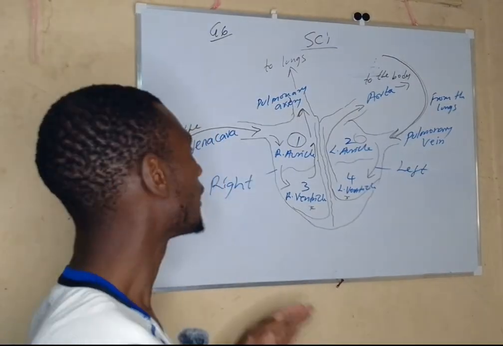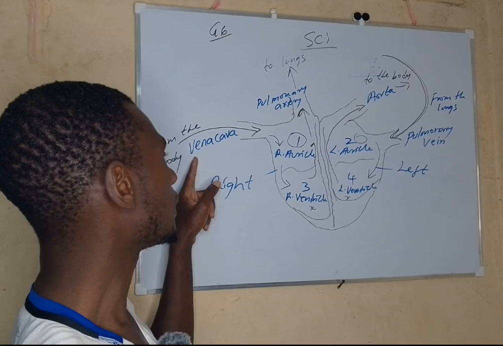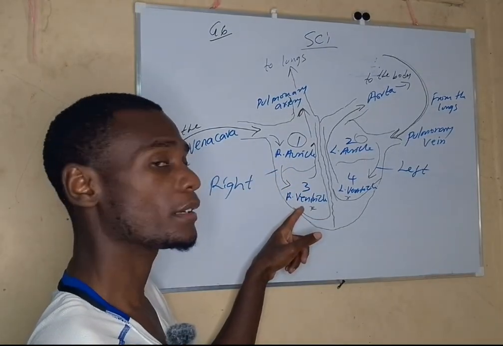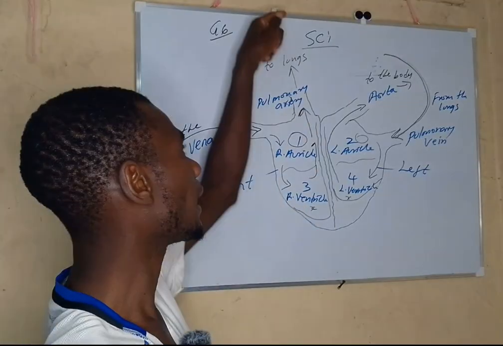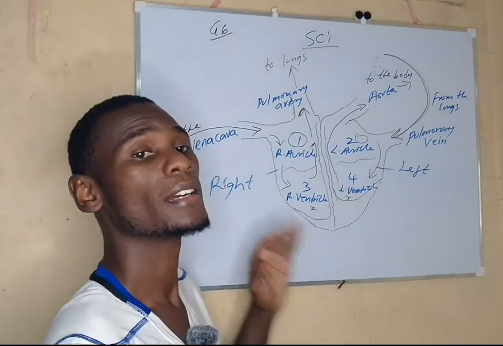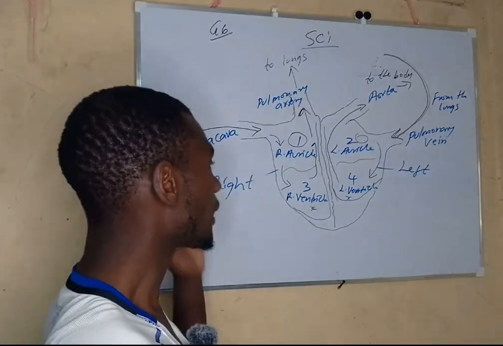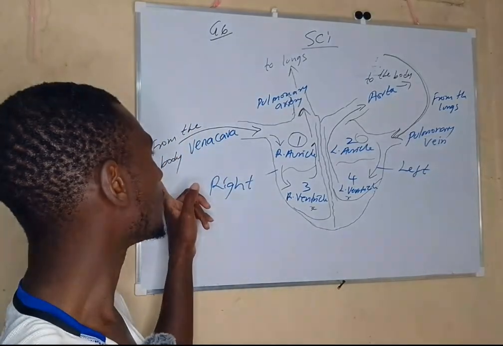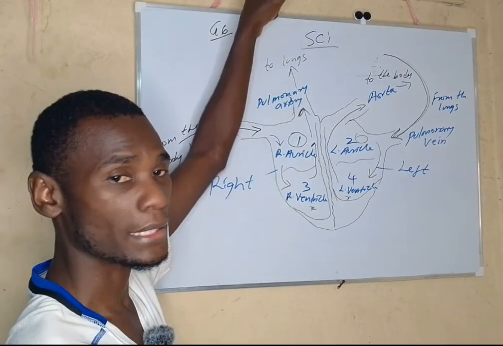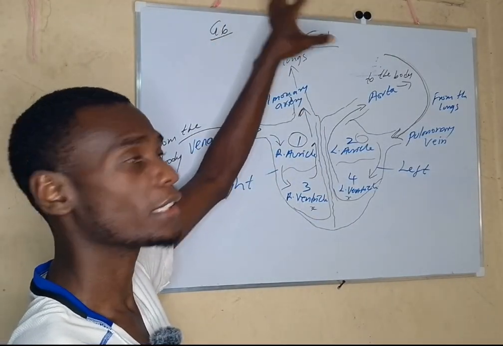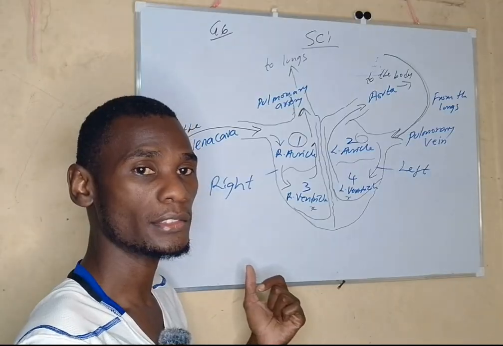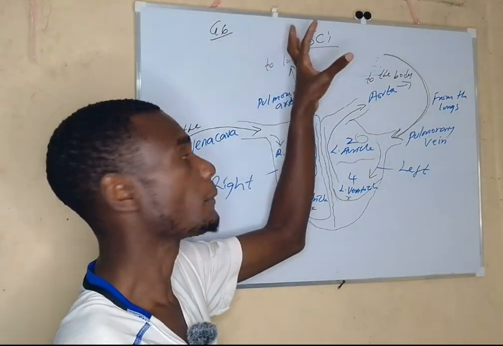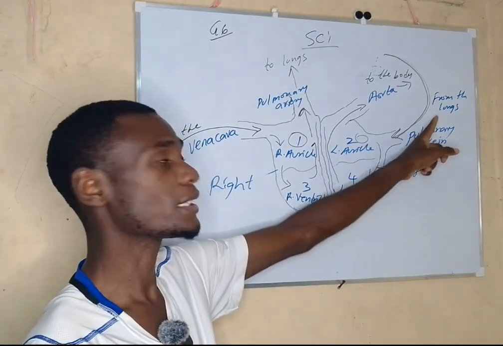Because this blood has come from the body and it is the same blood being received in the right auricle, being passed to the same right ventricle and pumped to the lungs, this side of the heart carries deoxygenated blood. So the right side of the heart carries deoxygenated blood. This is blood from the body that is coming to be pumped to the lungs. Once it has reached the lungs, it is being given oxygen. It is being oxygenated. Once it has been oxygenated, it comes back. Now it is with oxygen.